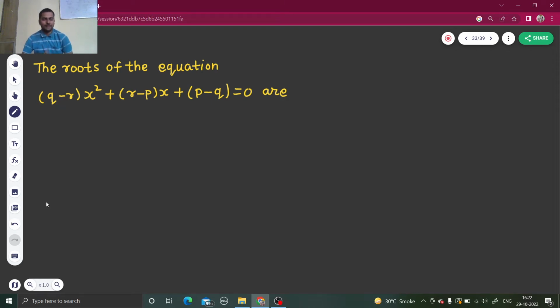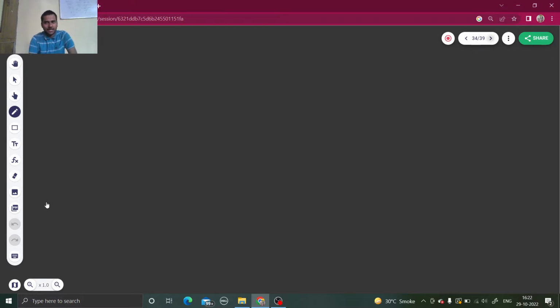Hello everyone, Namaskar. So today we are going to solve two questions, but more importantly, we are going to understand a trick in quadratic equations. Sometimes while finding the roots of a quadratic equation, if we see a quadratic equation of this type, the first question is this and the second question is this.